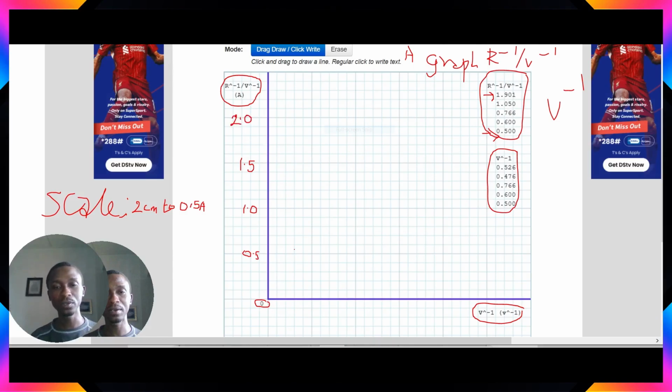Okay, good. So then I'm going to repeat it. For the horizontal axis, I'm going to check what is the maximum value that I have, that is 0.526, and what's the minimum value, that's 0.50. Okay, I have to be logical here, because the interval is not much. The interval between the maximum value of V inverse and the minimum value is around 0.026, which is very small indeed.